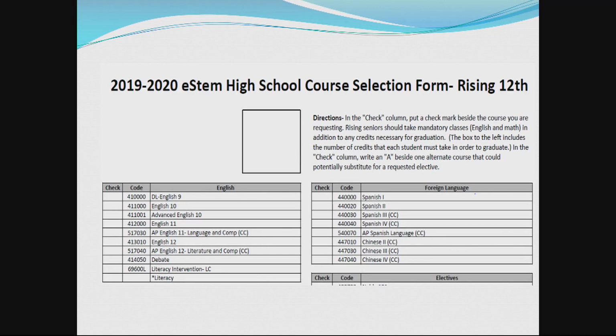You will notice that some courses have CC in parentheses beside them. That means that we anticipate the class will count for concurrent credit for qualified students who pay their respective fees. We'll talk about concurrent eligibility later in this presentation. Also, you will notice that some classes begin with DL. This means that these courses will be offered in the digital lab.